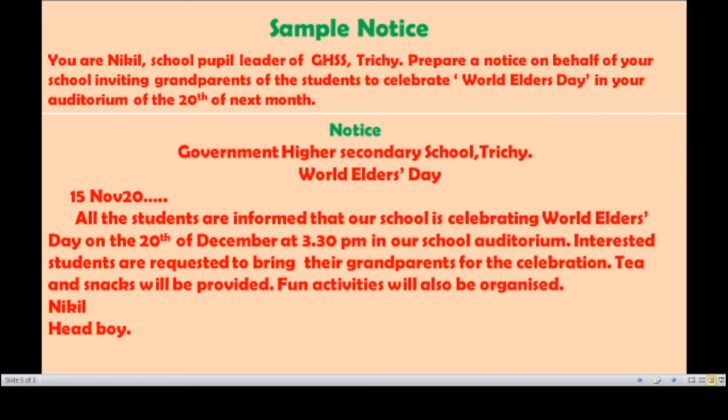So how to prepare that notice? First you have to write the title, notice, and write the name of the school or institution in capital letters and the name of the program we are going to conduct. These details should be written in the beginning when we start writing a notice, and the date on which you are writing. Here we have written, for example, 15 November. The school pupil leader Nikhil is writing the notice.